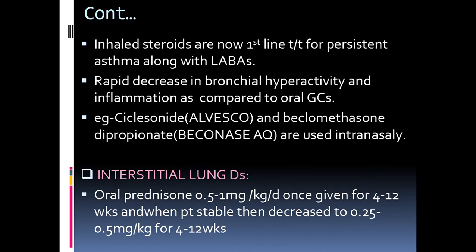Then interstitial lung disease, oral prednisone 0.5 to 1 mg per kg per day, once given for 4 to 12 weeks, and when patient stable, then decreased to 0.25 to 0.5 mg per kg for 4 to 12 weeks.